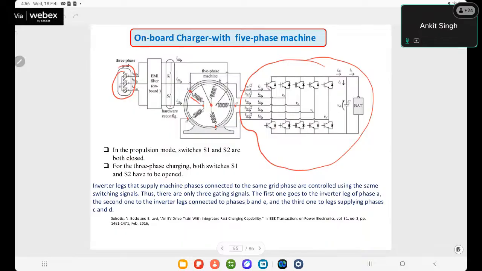Phase A is connected to this switch, so it will be on, and its body diode will act as a boost PFC. Phase B and point E are connected here, so these switches are operated with the same PWM. They will store energy in the inductor and dissipate the stored energy to the battery through the upper switches' body diodes.